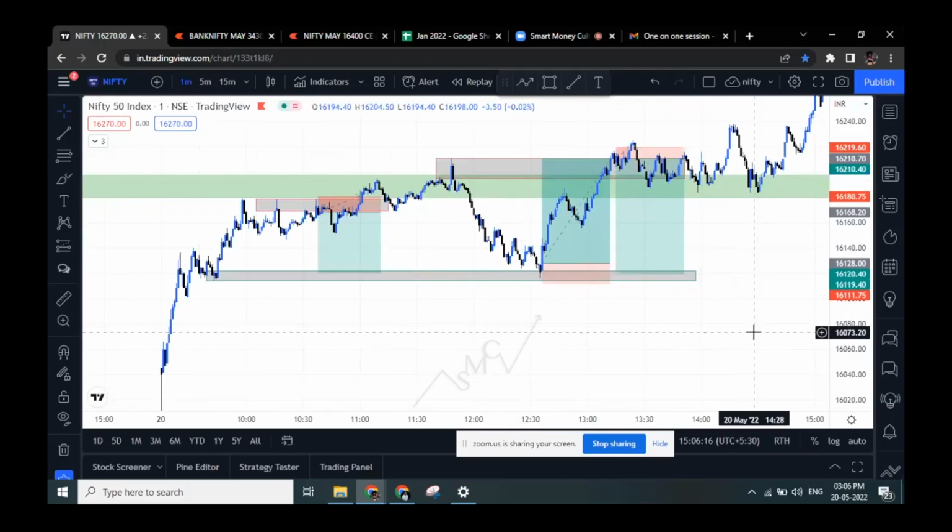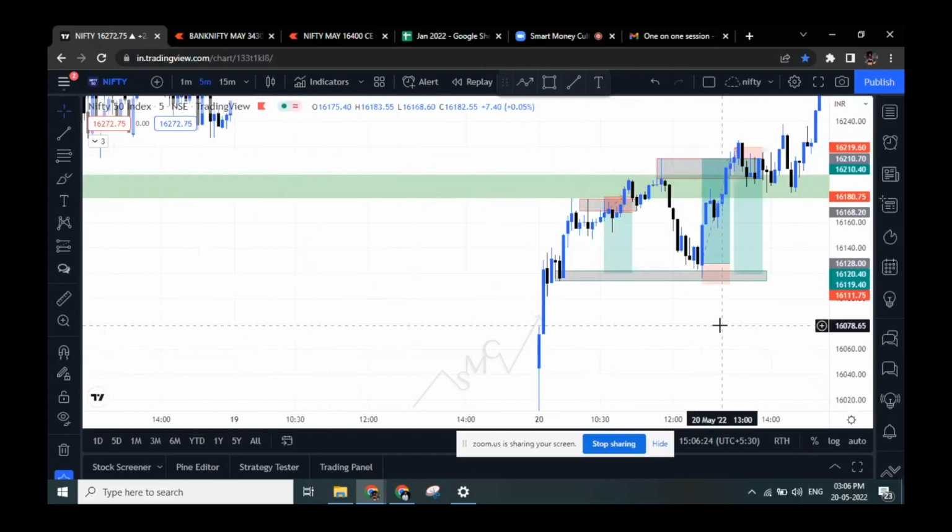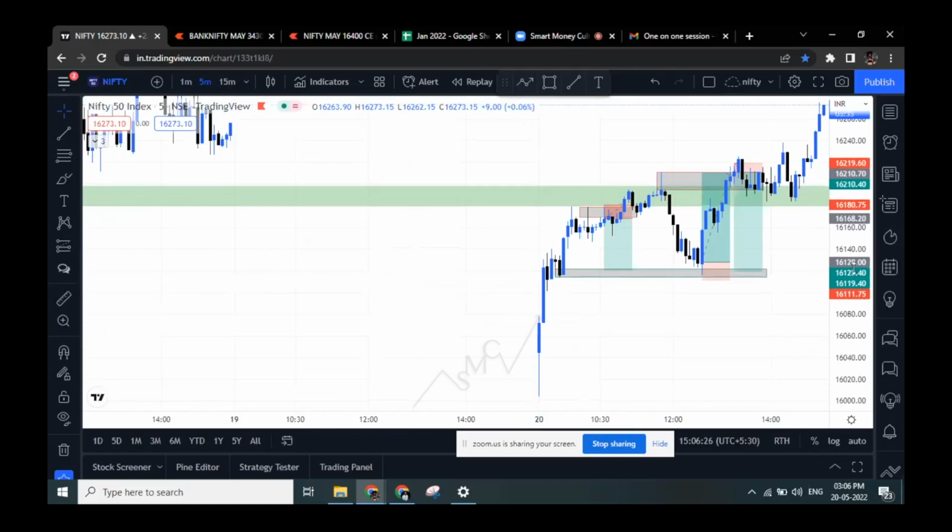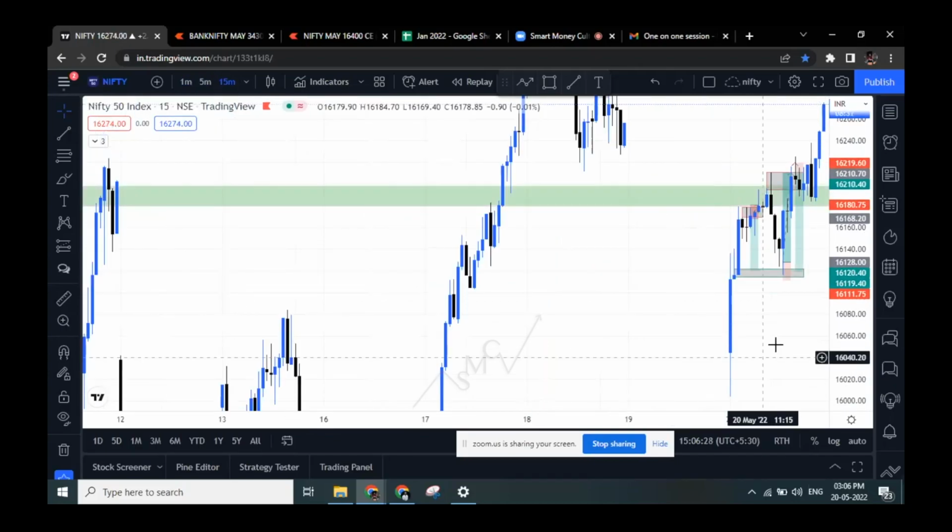That zone is again a part of a higher time frame zone. Can you just zoom out to 15 minutes or something? This is 5 minutes. Yeah, 1 second. 15 minutes. Yeah.